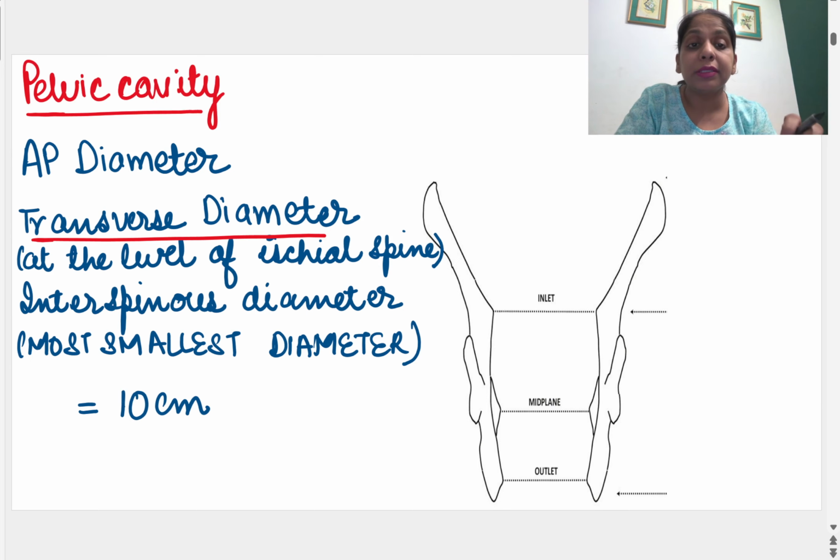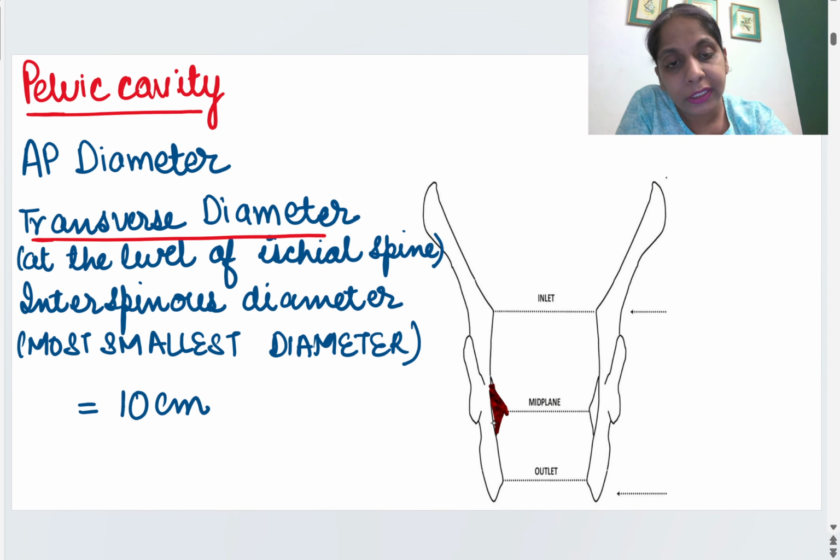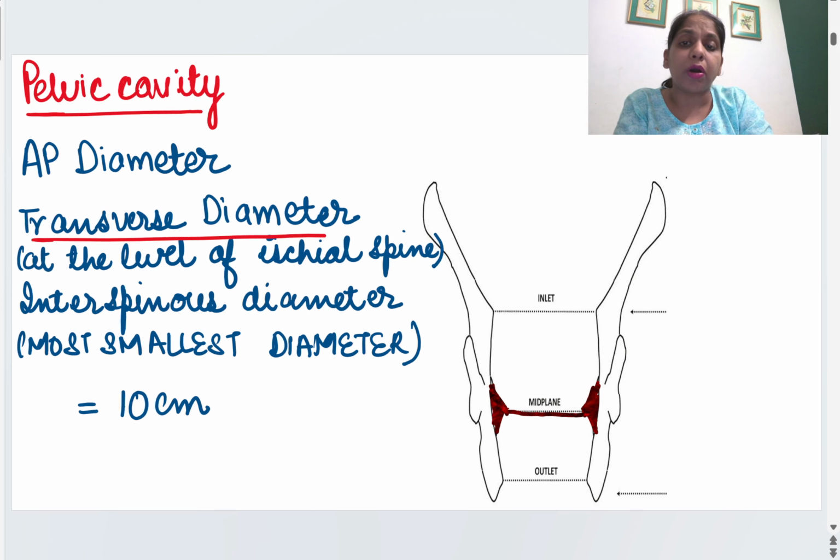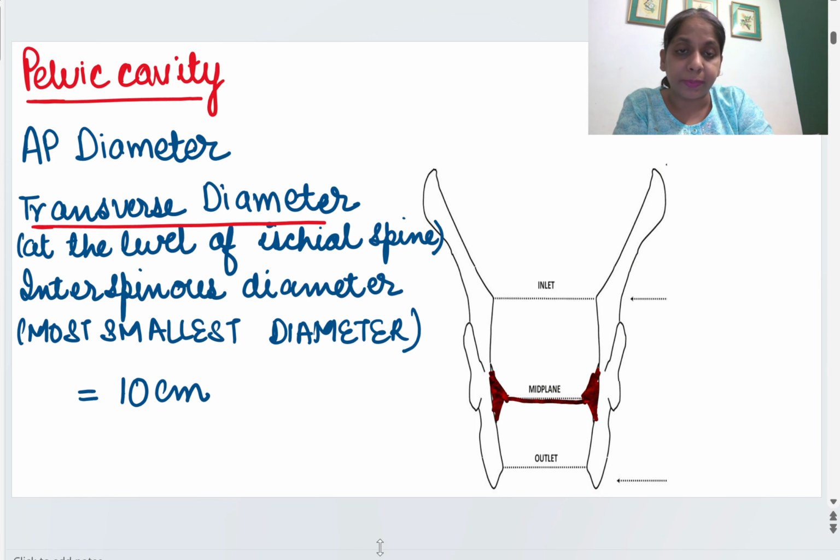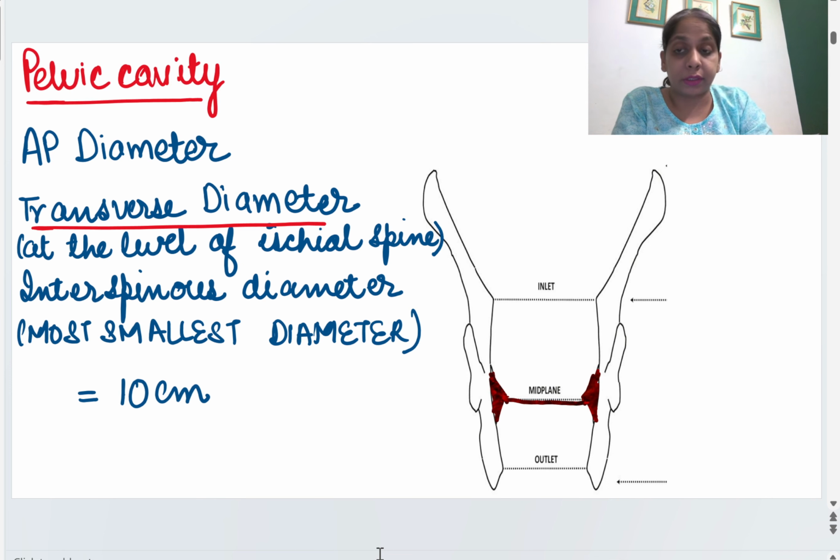Because there was the ischial spine. So the transverse diameter will be important where there is the ischial spine. I will color this ischial spine. These are the ischial spines in the pelvic cavity, so we take the transverse diameter here. The interischial spine diameter, interspinous diameter, or the transverse diameter at the level of the ischial spine, or you can say the smallest transverse diameter of the pelvic cavity, is 10 centimeter.